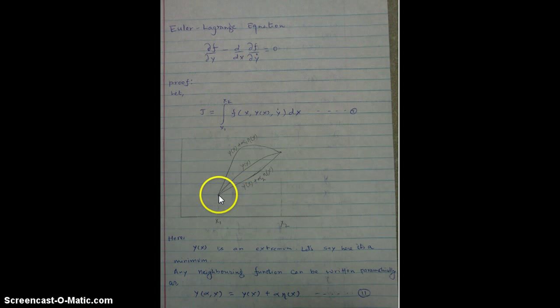So let's suppose the point x1 is here and x2 is here. Then this would be our minimum function y of x. Then let's say any deviation from that minimum function would be given as eta of x. And in order to give the different deviated functions from the minimum function, I have multiplied the deviation function with a scalar to make it different. So the deviated function, or the neighboring function, can be written as y of alpha and x equals y of x plus alpha times eta of x.